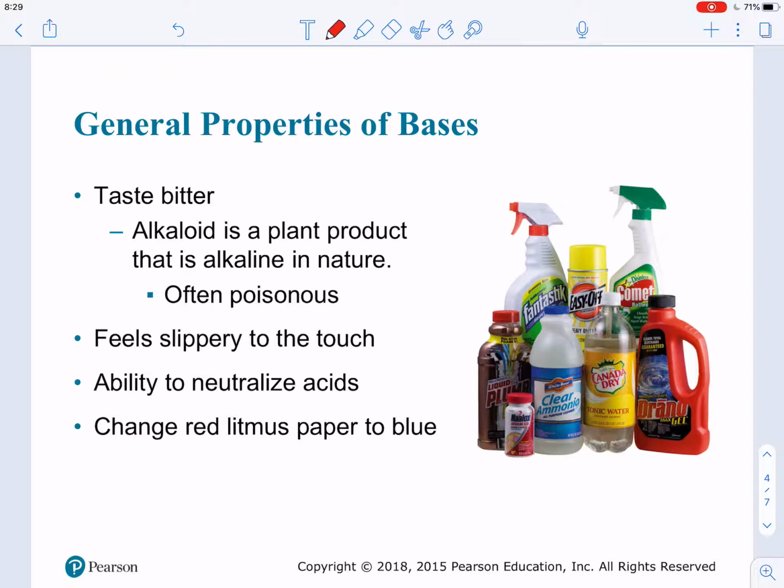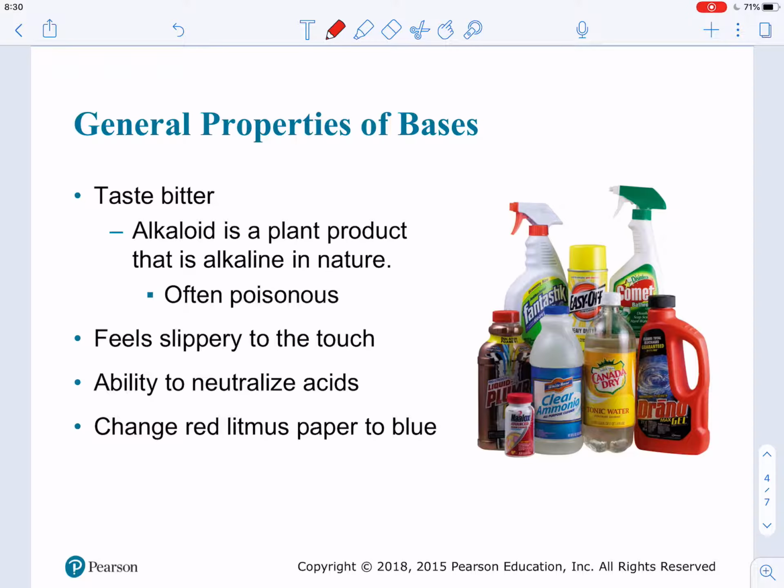Okay, it says feels slippery to the touch, and the reason for that is because if a base lands on your hand, then it starts hydrolyzing your skin, and what that means is start destroying your skin. So it feels slippery because you are rubbing your fingers into a layer of skin that is being destroyed. So of course, if the acid is able to neutralize a base, then the base is able to neutralize the acid. So that's what we call an acid-base reaction, and that's why we call those reactions a neutralization reaction.